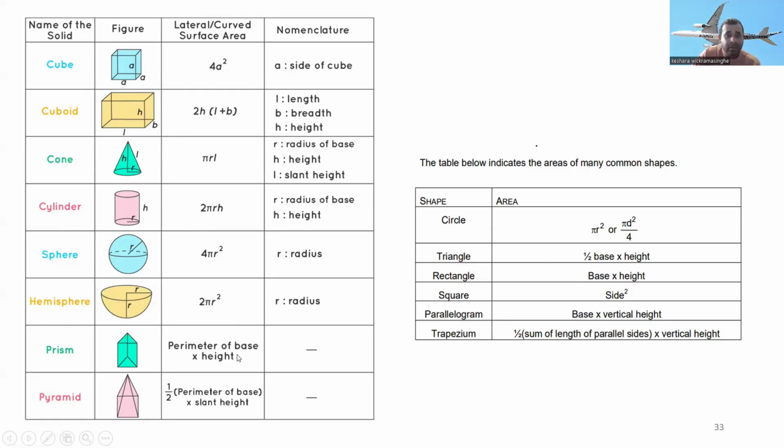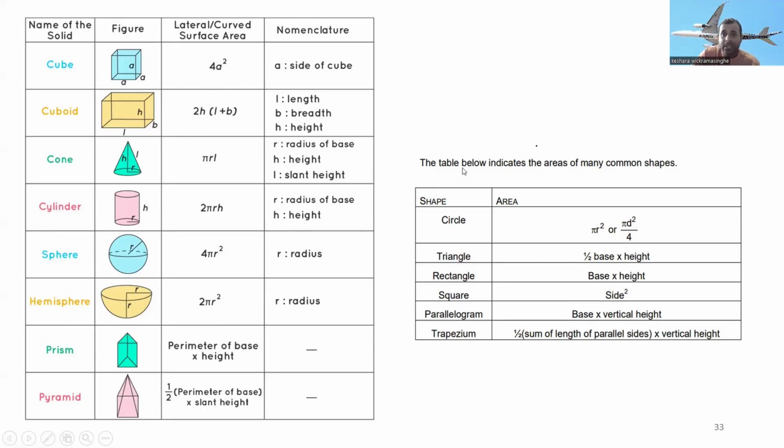And the prism is the perimeter of the base into height. And the pyramid is half into the perimeter of the base into the slant height. We need to get the slant height. Just remember this, it is very important. Remember these formulas, then you can try the homework using them.